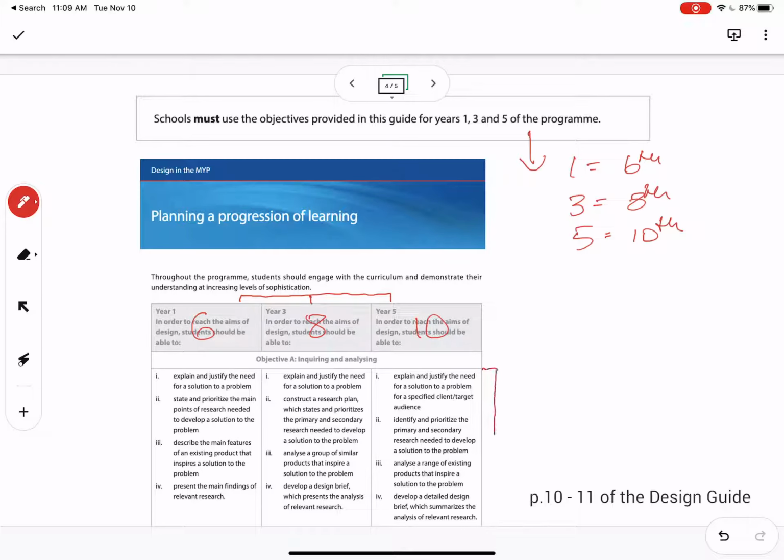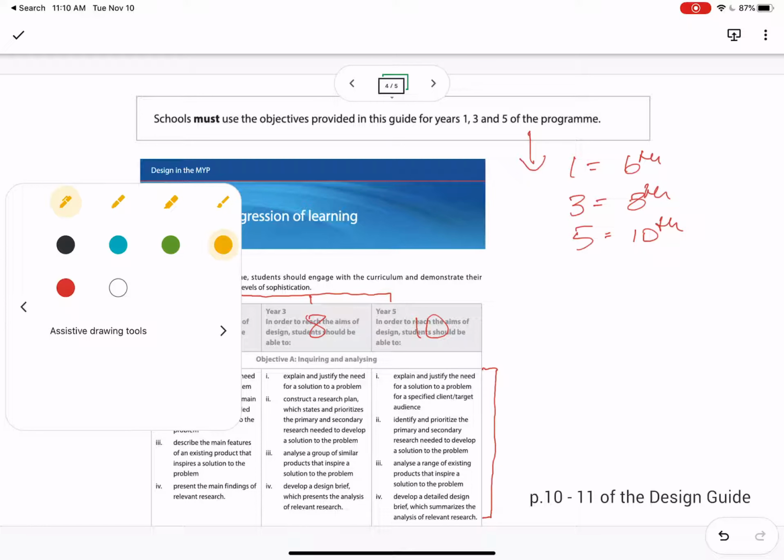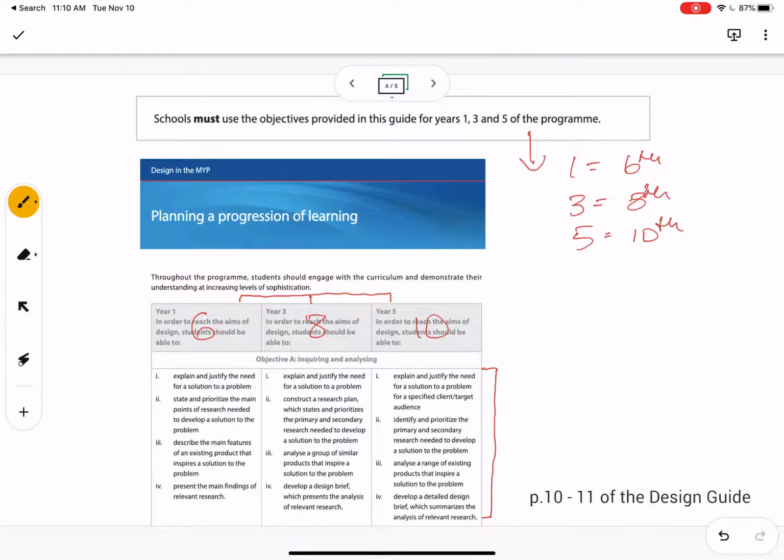As you read down just criterion A here, for example, you can see how sophistication changes over different years of the programme. So for example, a 6th grader can be expected to state and prioritise main points, describe main features, present main findings. But by 10th grade, by year 5 of the programme, you'd expect a student to have a deeper knowledge and understanding, where they can identify and prioritise, where they can analyse a range of existing products, where they can develop a detailed design brief. It deepens their learning experience.